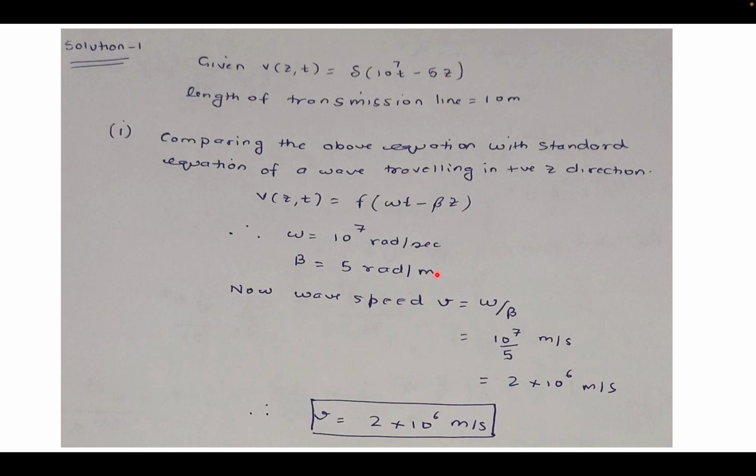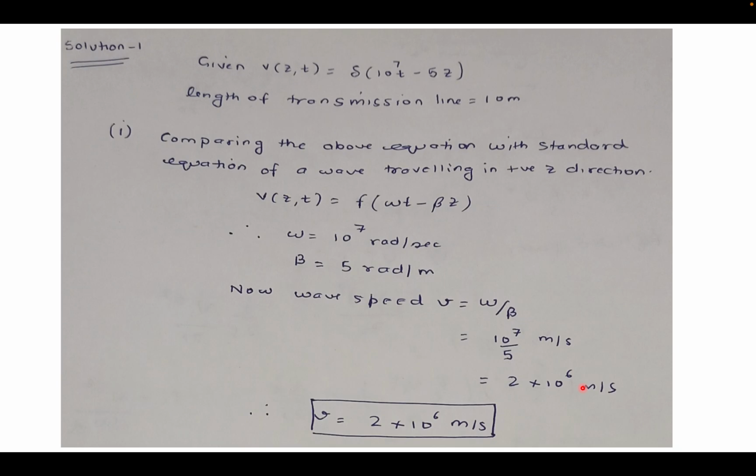Now if you have both omega and beta, you can easily calculate the wave speed. Wave speed is given by omega by beta, right? Omega is 10 to the power 7 and beta is 5. So the speed of the signal on this transmission line is 2 into 10 to the power 6 meters per second. So this was the answer of the first part: the wave speed is 2 into 10 to the power 6 meters per second.